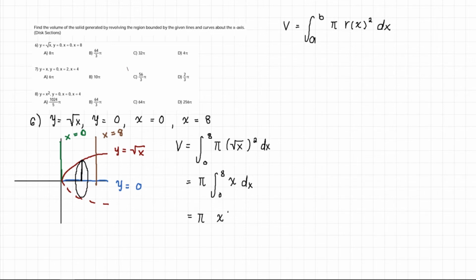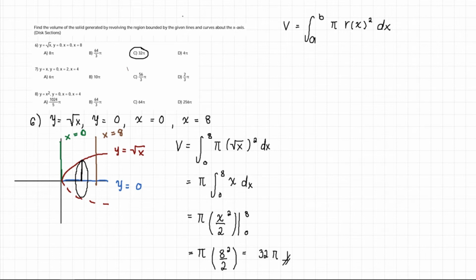The antiderivative of x is x squared over 2, and I'm gonna evaluate it at my upper and lower bound. However, my lower bound is 0, so when I plug it in, it's just going to go away. And now it's gonna be pi that multiplies, in this case, 8 squared over 2. However, 8 squared is 64, and 64 over 2 is 32. Therefore, our final answer is 32 pi. Therefore, the correct option is going to be option C.